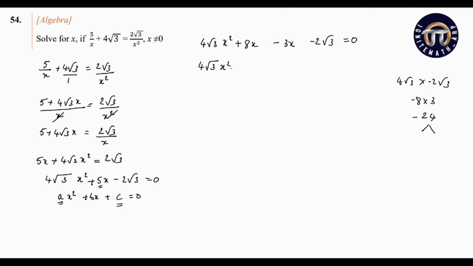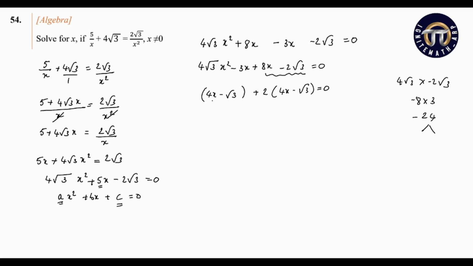4√3x² − 3x + 8x − 2√3 = 0. So what I do, I'll consider these two first. I'll factorize because it will be easy for me. 2 is taken common: 4x − √3 I'll write, equal to 0. Whenever you're splitting and factorizing, the expression inside the bracket should be the same. So 4x − √3 I'll write over here.